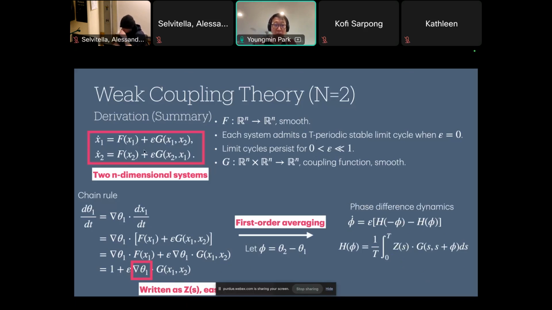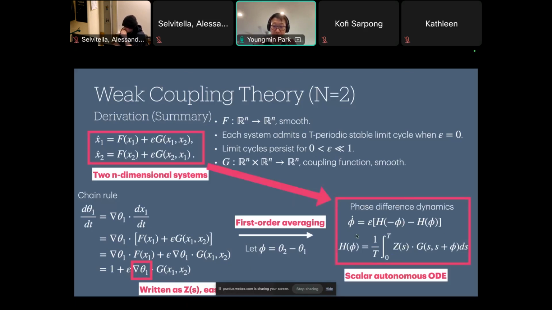So what we've done is take two n-dimensional systems and transform them into one scalar autonomous ordinary differential equation. One of the reasons we apply first order averaging is that we had to transform a non-autonomous system into an autonomous system, and under certain conditions this is a very useful tool. It's something nice to have in your tool belt if you work with right-hand sides that have an order epsilon term in them, and with periodic behavior going on under the hood.